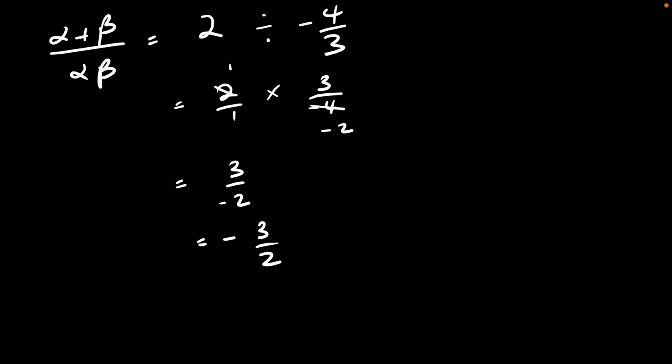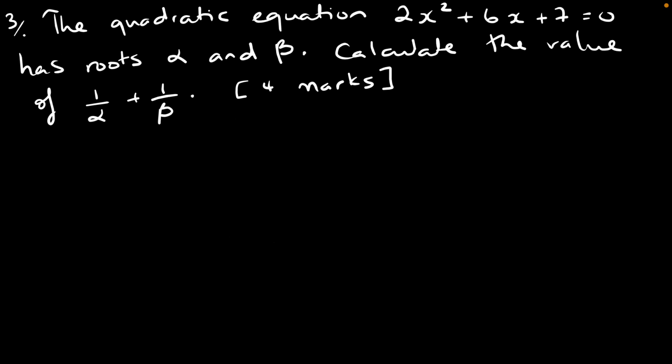And I think the final one is very similar to this one. So we literally can just jump into it. This one reads the quadratic equation 2x squared plus 6x plus 7 is equal to 0. And it has roots alpha and beta. You need to calculate the value of 1 over alpha plus 1 over beta. Now, we have the benefit of having just done this, right?